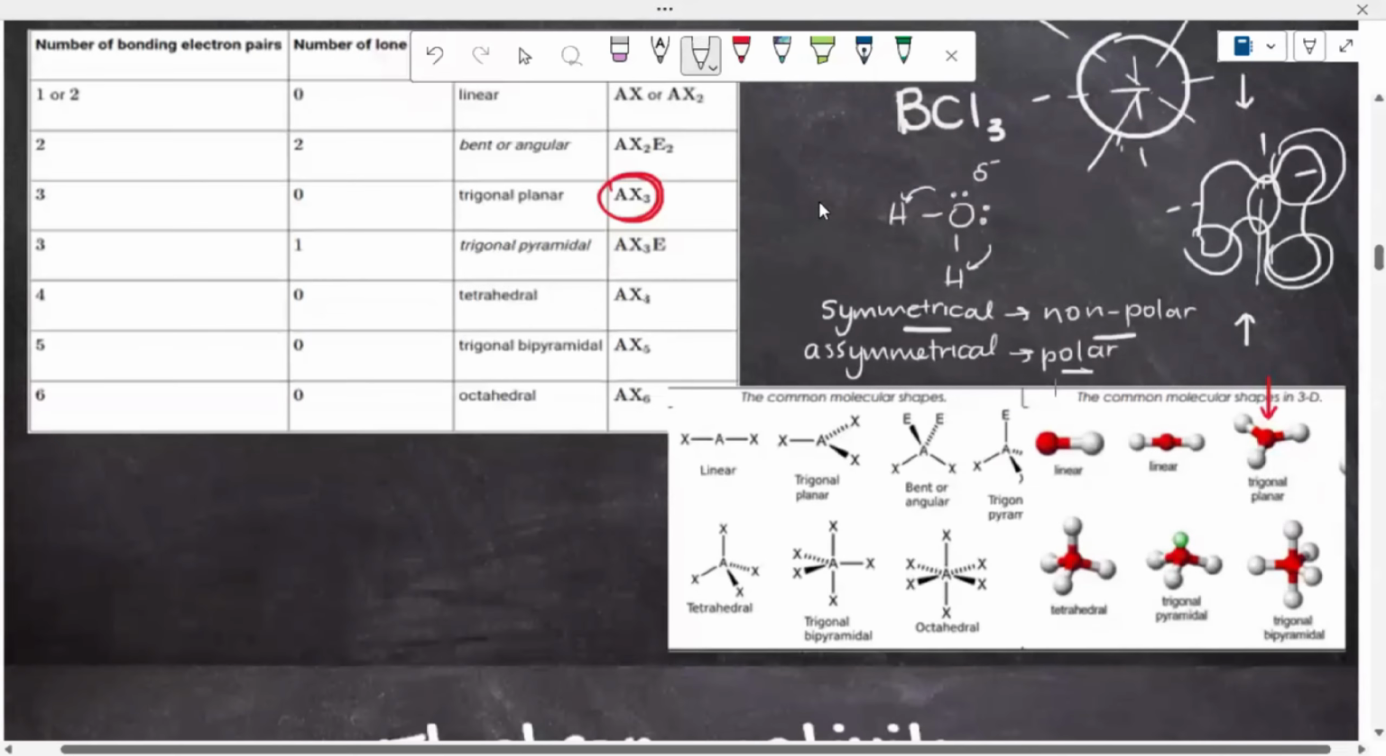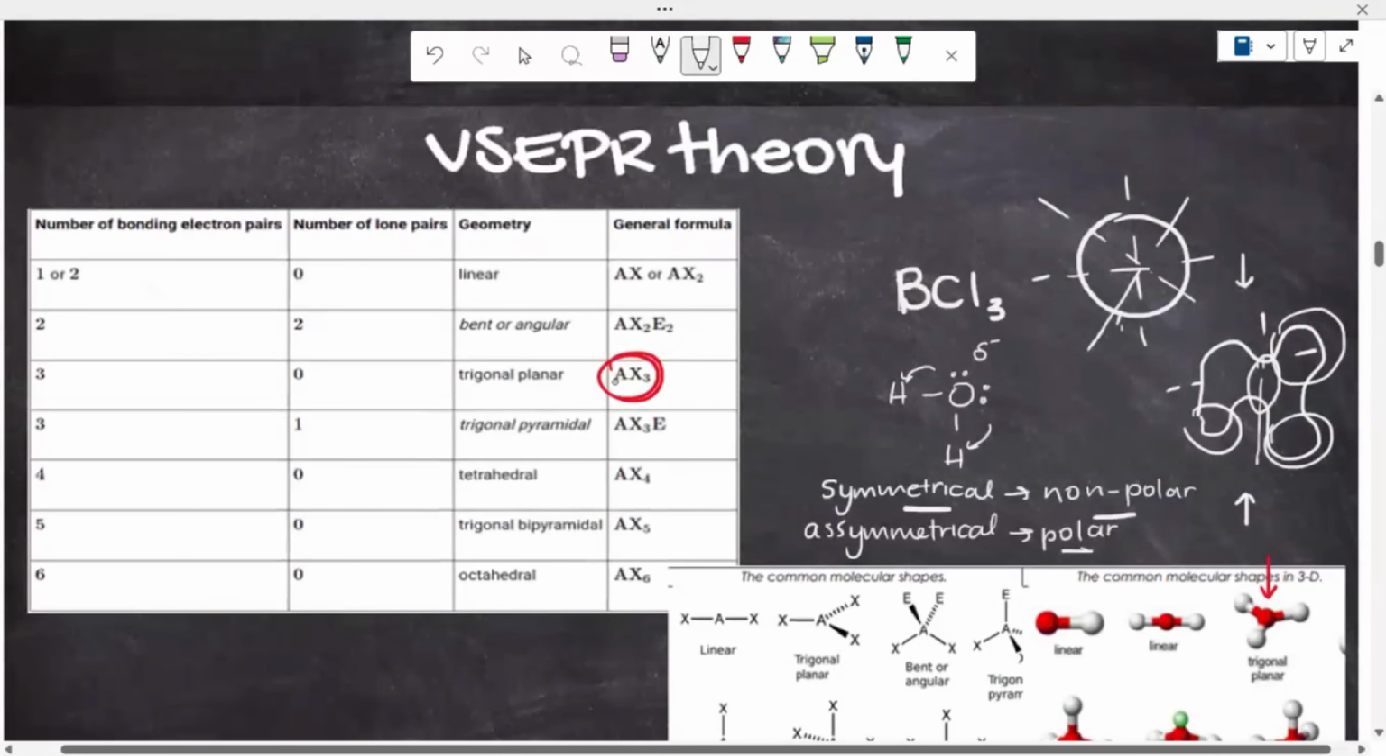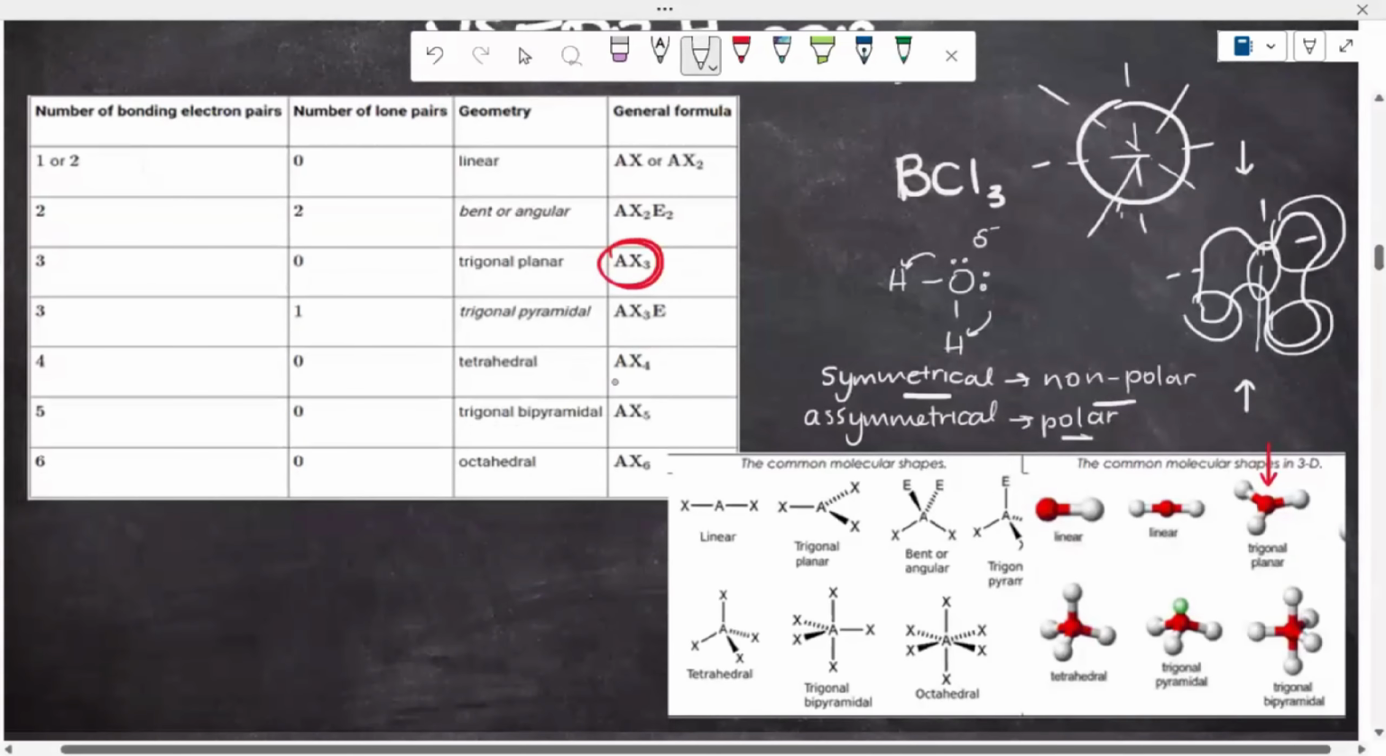Okay, so in terms of our BCl3, we looked at our general formula over here. We saw that, okay, it's a trigonal planar, right? Trigonal planar, if you can see here, is a relatively symmetrical shape. It's a triangle. It's like a flat triangle, right? So it's relatively symmetrical. And because it's symmetrical, that means even distribution of charge, meaning that it's a non-polar molecule.